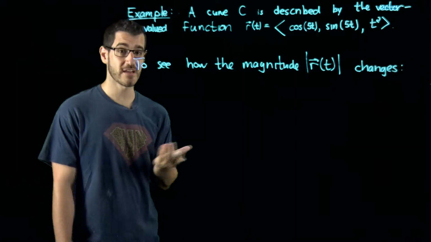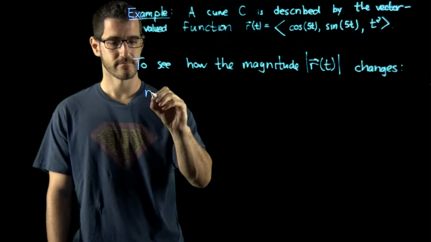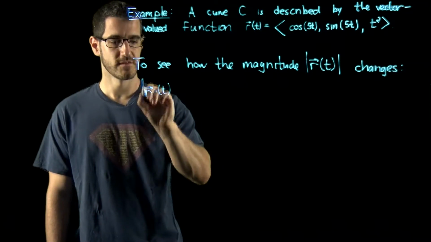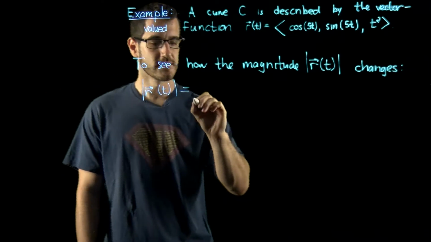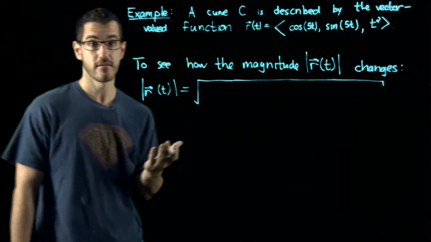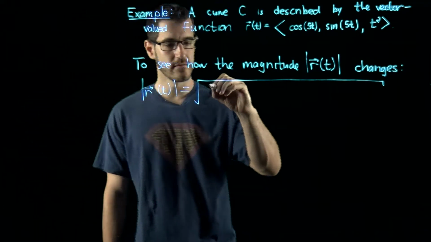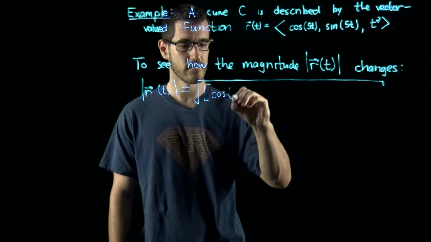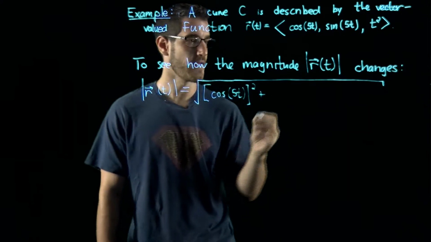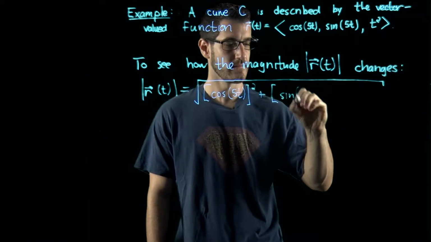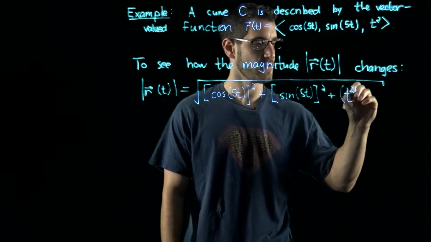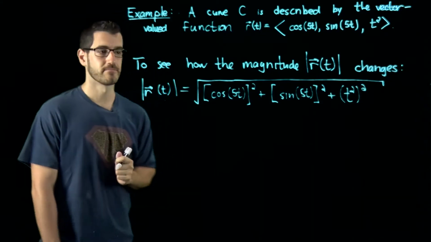So the first thing we can do is actually just compute what this is. Oops, we want r, not r prime. So we'll find this the same way that we find the magnitude of any vector. We'll take the x component, which is cosine of 5t, square it, add to it the square of the y component, sine of 5t, and then last but not least, that z component.